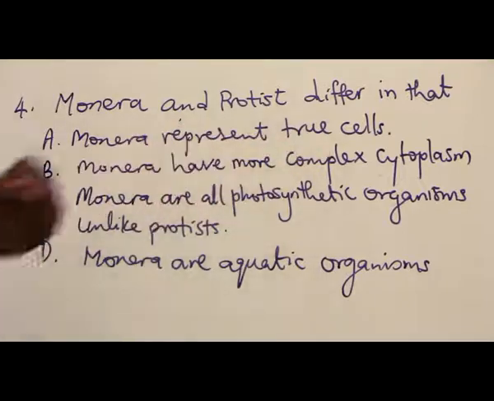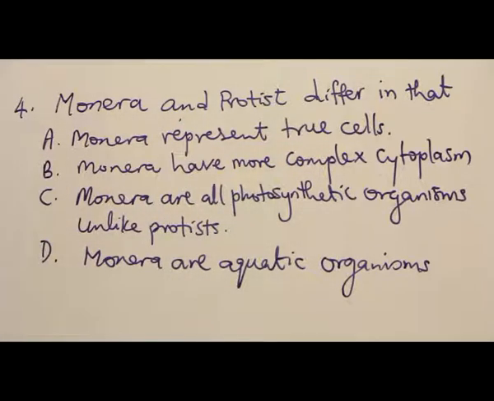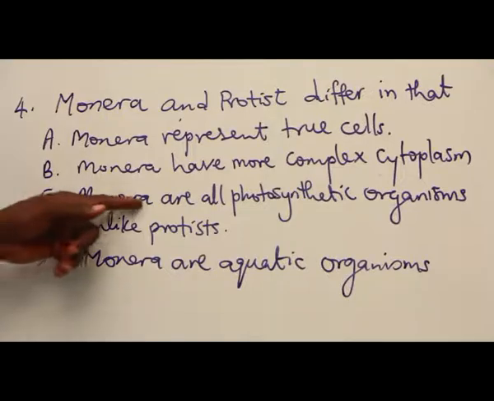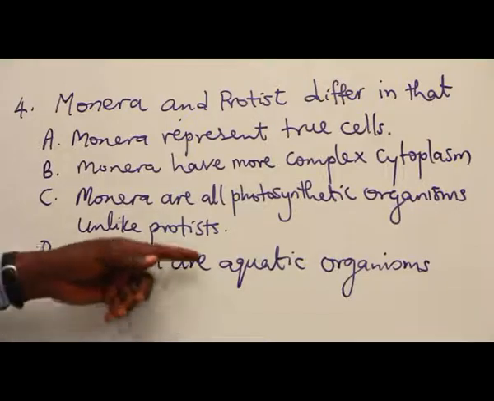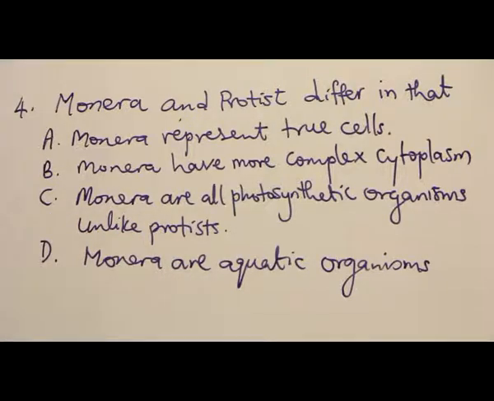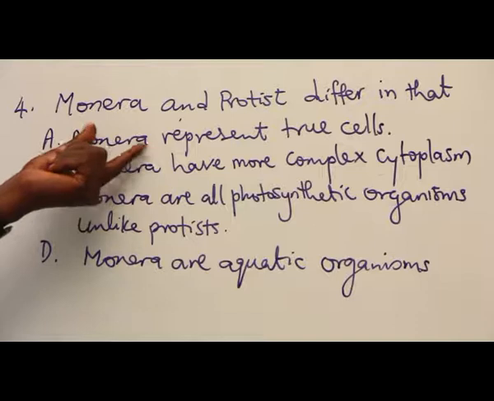So we come to B. Monera have more complex cytoplasm. Why? Then number C. Monera are all photosynthetic. When you ask yourself, is virus photosynthetic? Answer is no. So C is gone. D. Moneras are aquatic organisms. Is every monera found in the water? Answer is no. So you knock out D, C, and then we are left with A and B. But you can explain B, you cannot explain A.